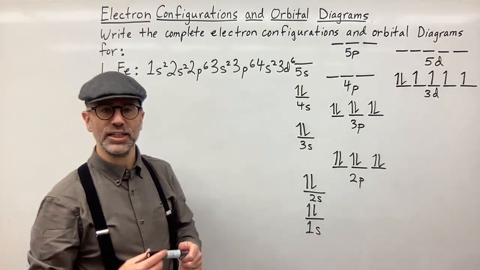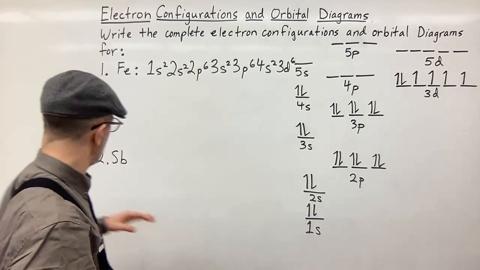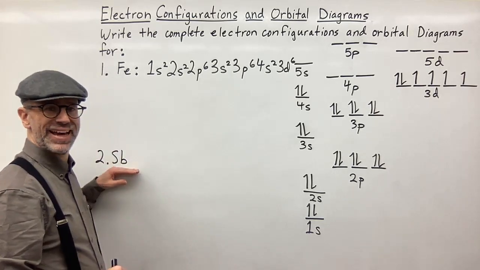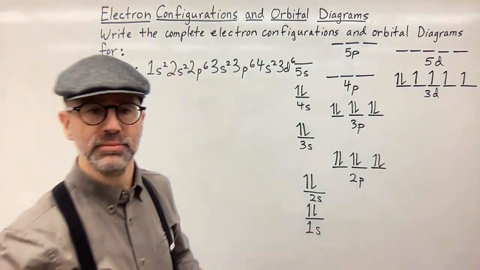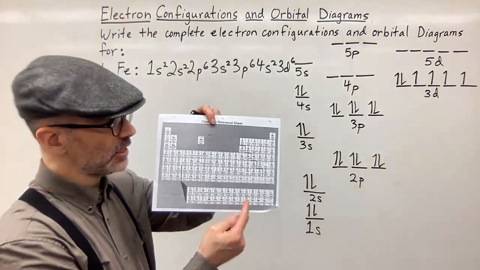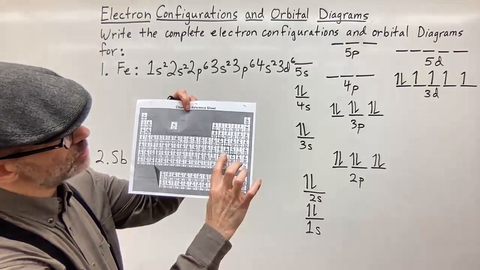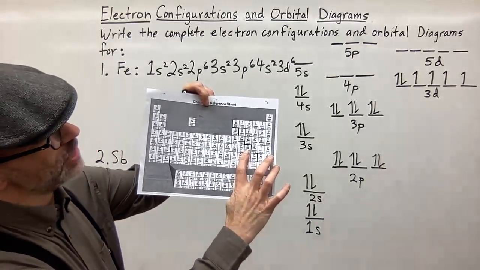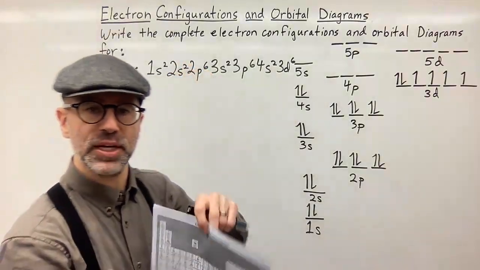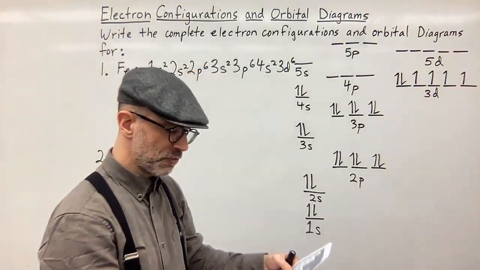So let's go to the next one. I hope that was helpful. Let's go to the next one, which is Sb, antimony. If you go to your periodic table again, you'll find antimony over here, Sb, right under arsenic in the same group as nitrogen. So Sb, antimony, that's number 51.